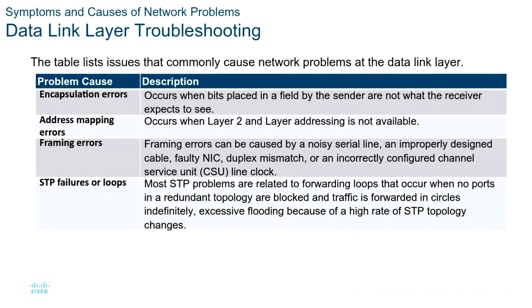Framing errors: noisy serial ports, bad cables, a faulty network interface adapter, more likely in a user device than your routers and switches. They're pretty good. Duplex mismatch. One side is half duplex on a switch, one side is full duplex on a switch. That can cause a lot of late collision type errors.